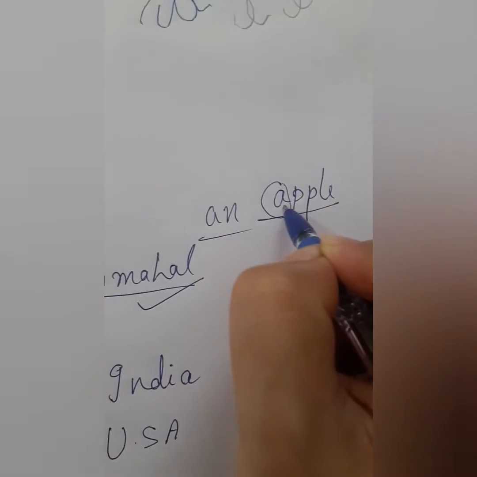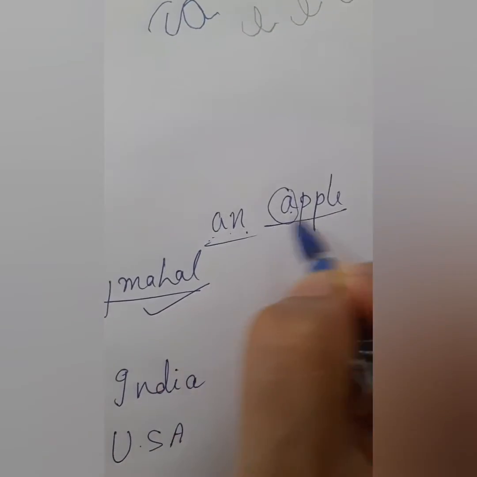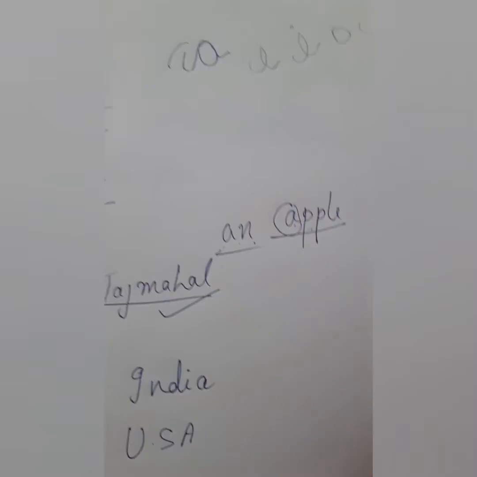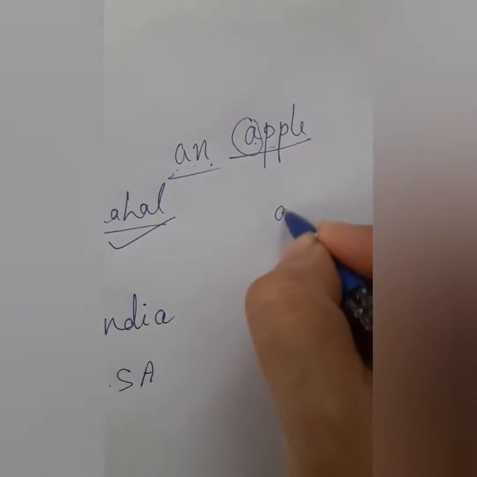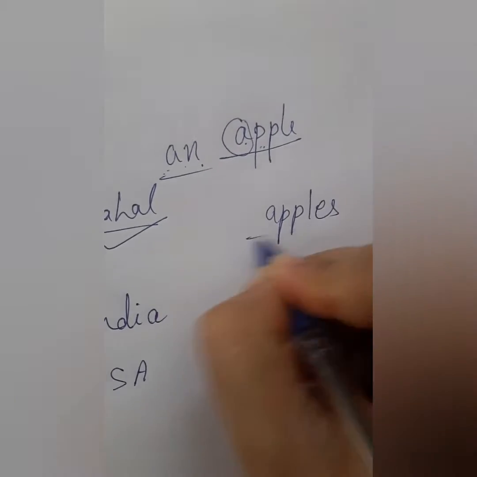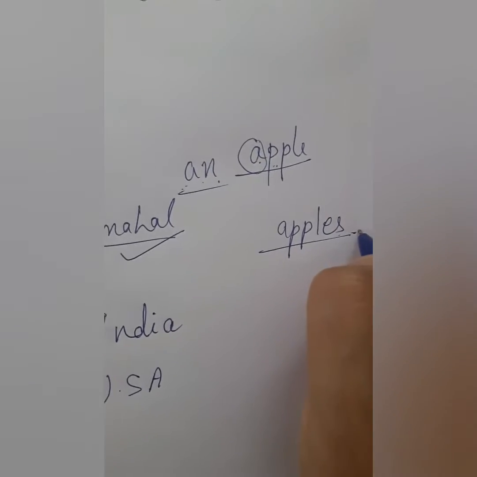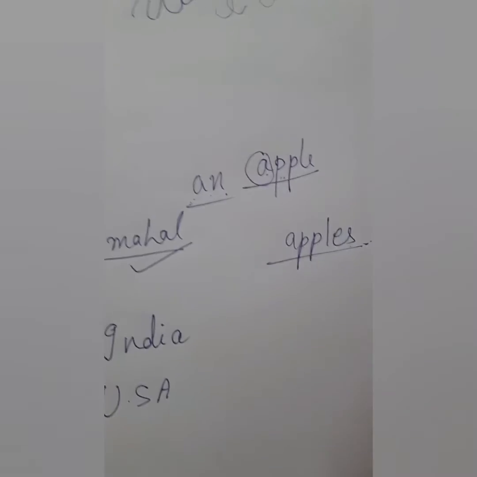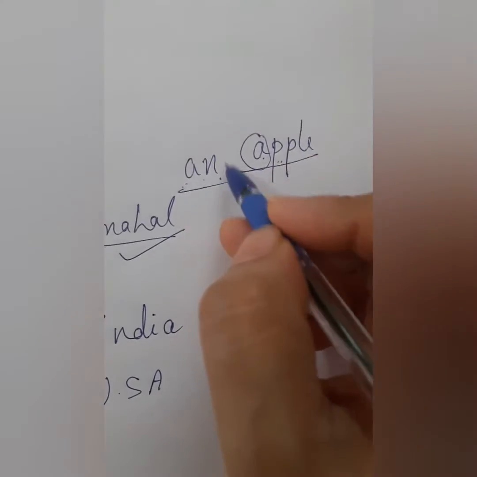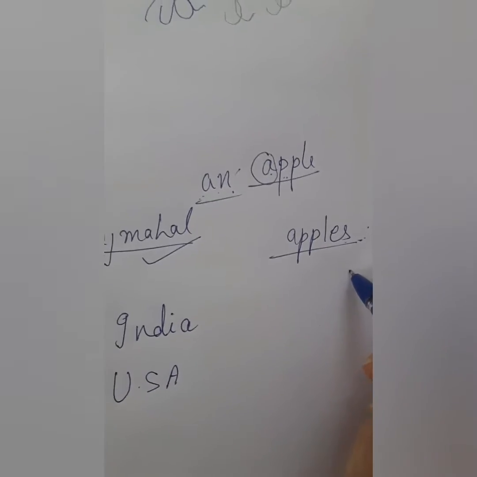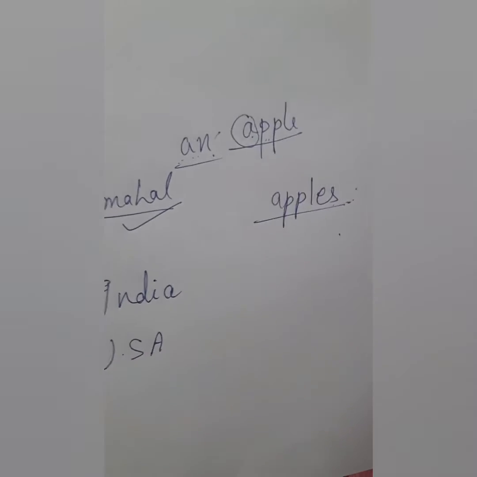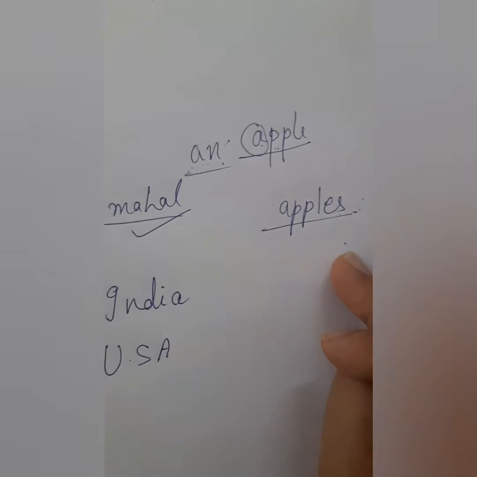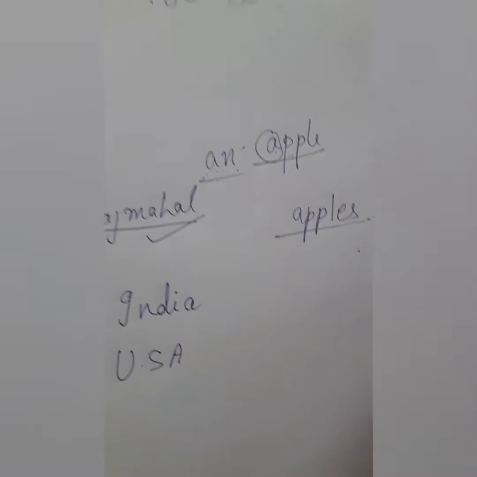An apple, because A is a vowel sound. So we are using an apple. One apple is there. It's a singular countable noun. But with apples, now plural countable nouns, there are so many apples. So we will not use the article an with apples. With only one singular countable noun, we use the indefinite articles a or an.